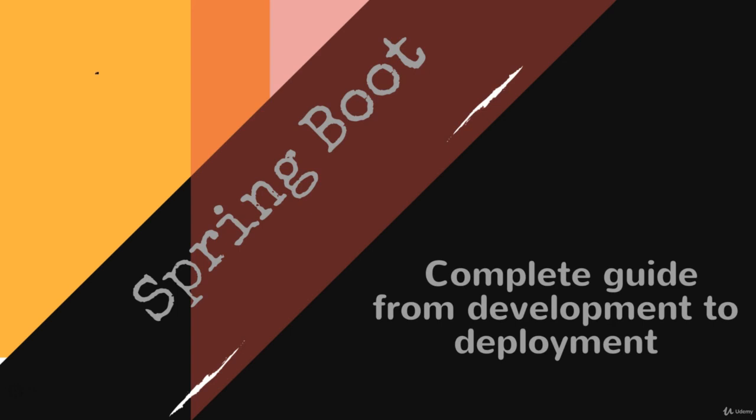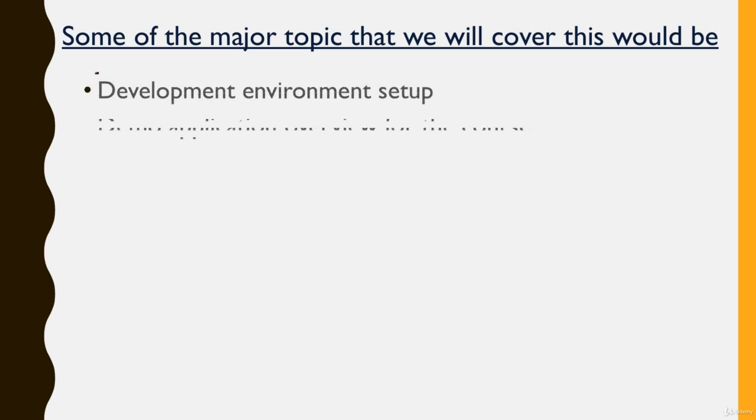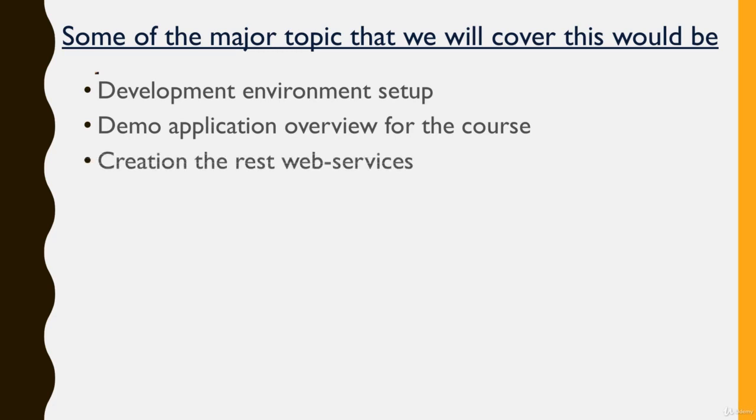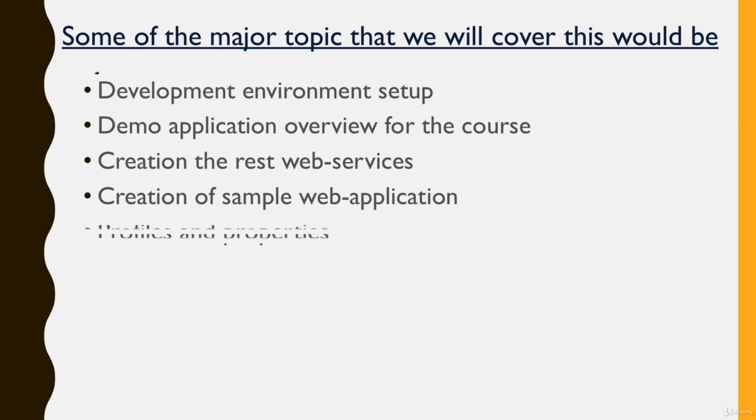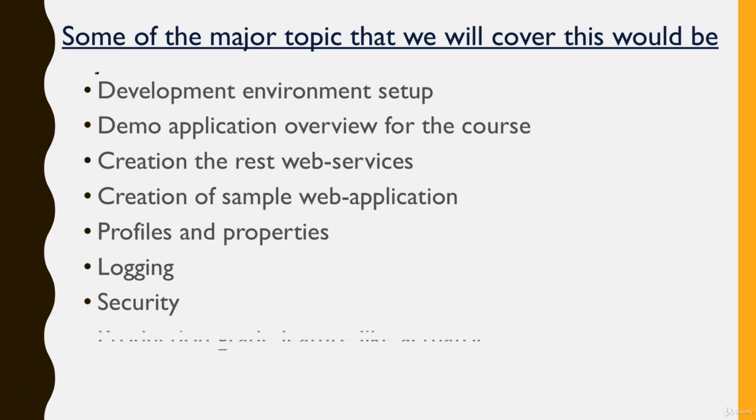In this course, we'll start from the basics and learn all the key features of Spring Boot from development to deployment. Some of the major topics that we will cover in this course are development environment setup, demo applications overview for the course, creation of REST web services, creation of a sample web application, profiles and properties, logging, security, and some production grade features like actuator. Then we end up with the deployment.